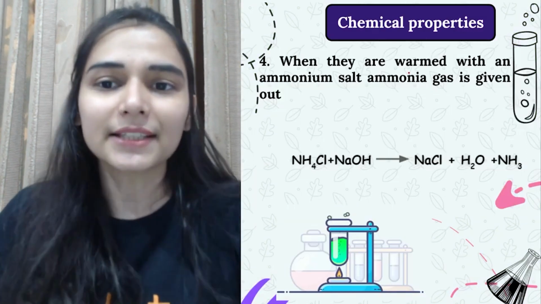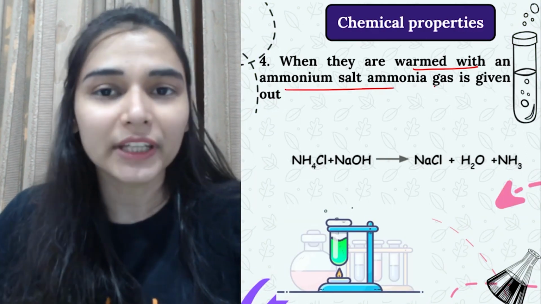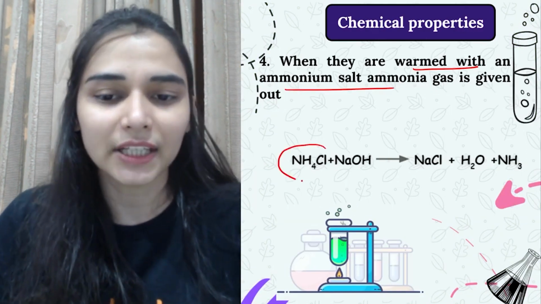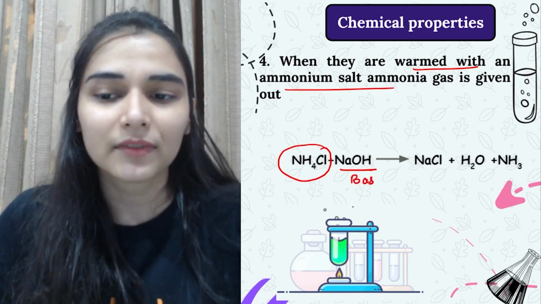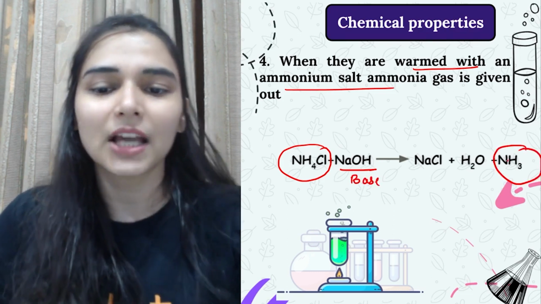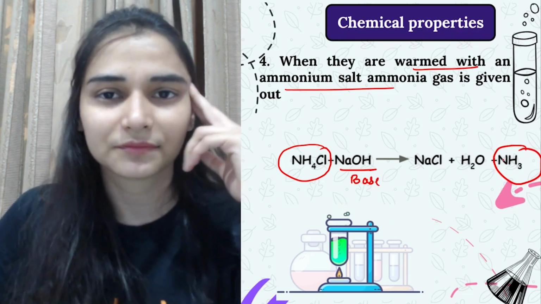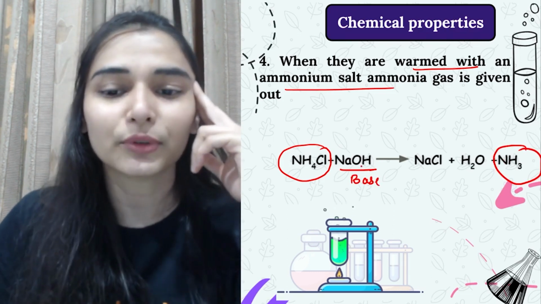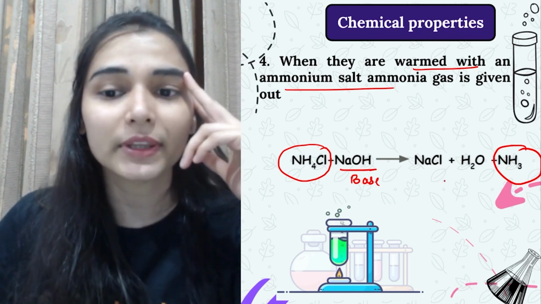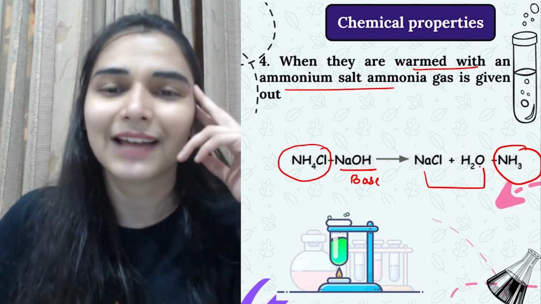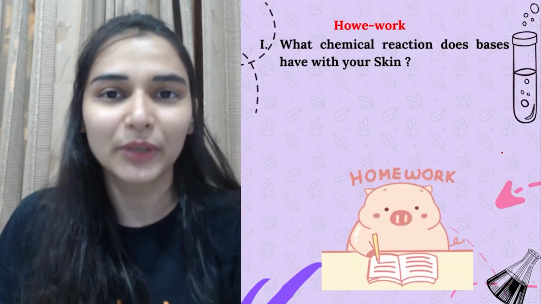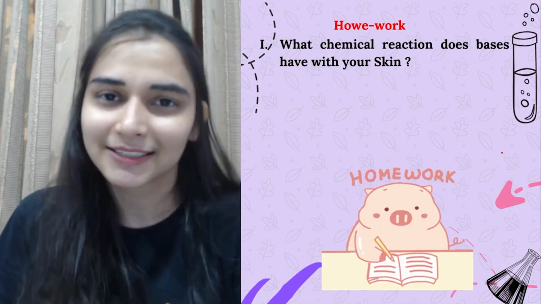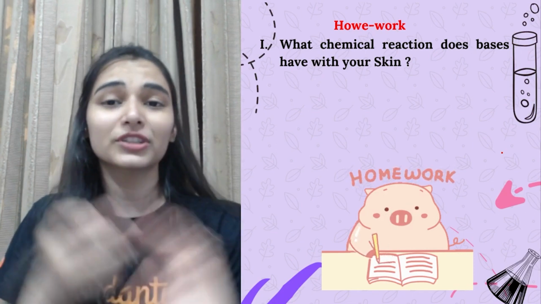Okay, the next is when they react with an ammonium salt. I have taken an ammonium salt, ammonium chloride, and the base. They will be liberating which gas? Ammonia gas. It has a pungent smelling odor, so you can easily identify it, and along with that you are getting salt and water. So sometimes a question can be asked like which gas will be evolved, you have to tell that. Okay, I guess that was easy.